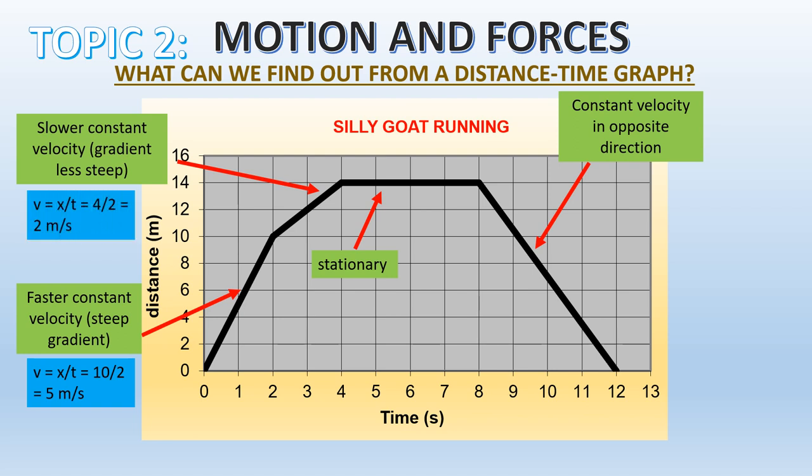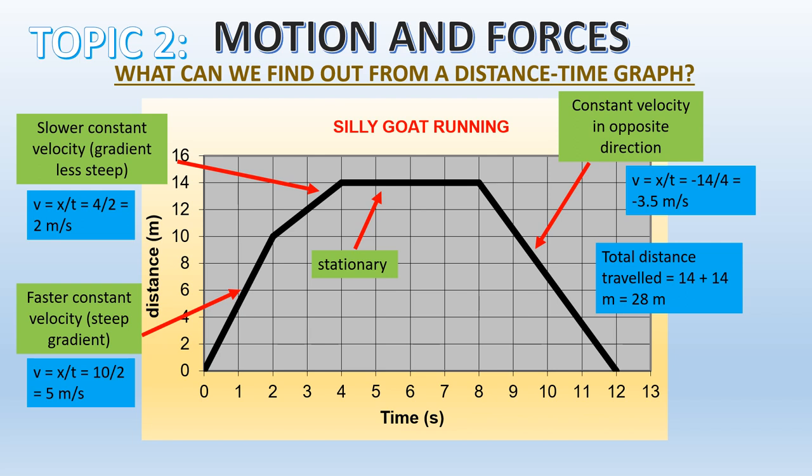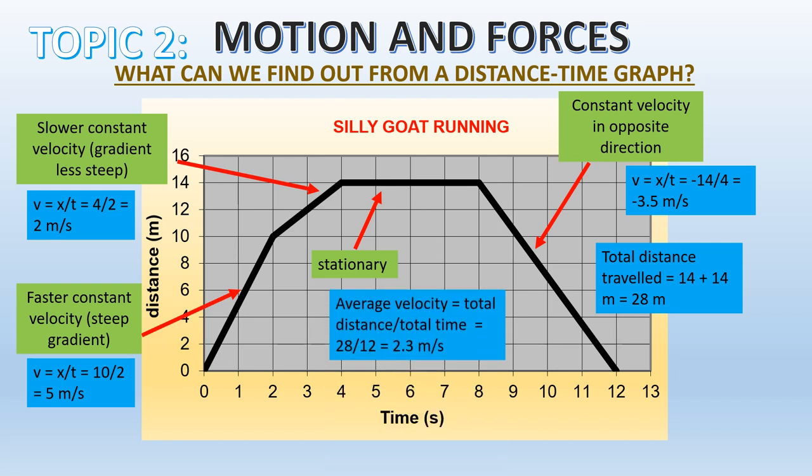Okay, similarly with the next part, just looking at this section, it's gone from 10 up to 14, so that's 4 meters it's moved. It's taken 2 seconds to do that. We could do the calculation. I've got a minus on here because remember velocity is a vector, and that shows that it's going in the opposite direction. Same process, it's gone 40 meters in 4 seconds. Okay, so distance time graphs. Again, you can work through that slide at your leisure.